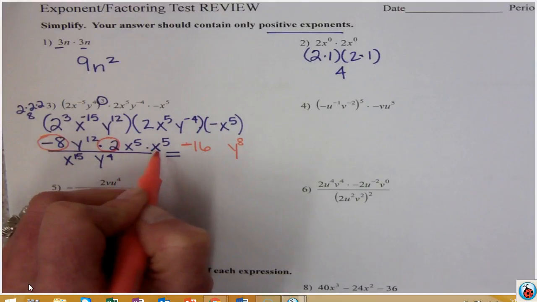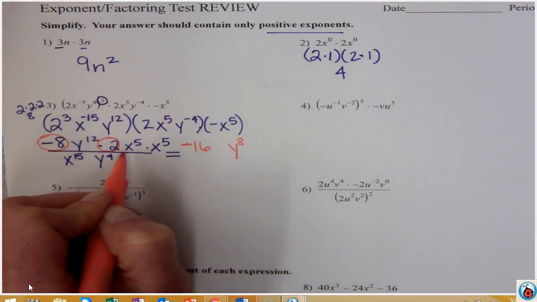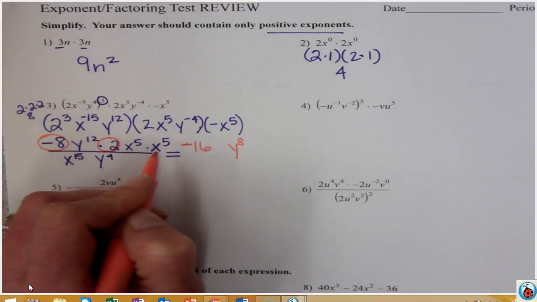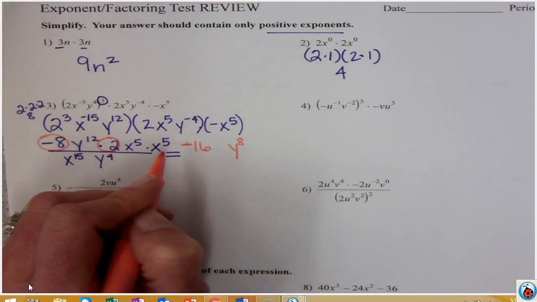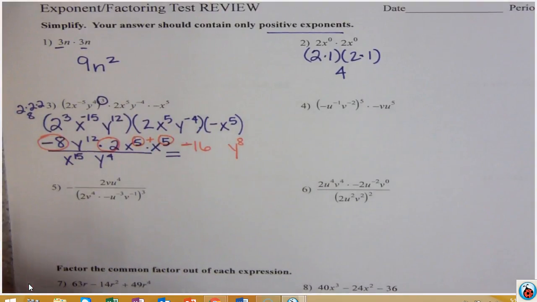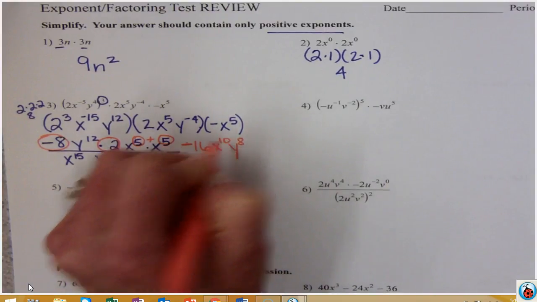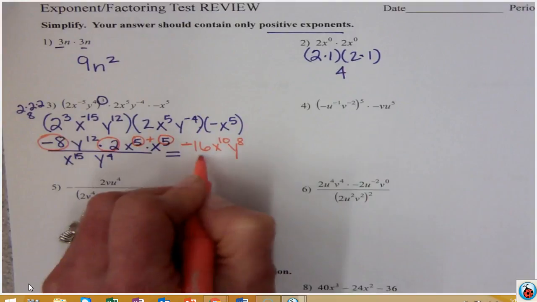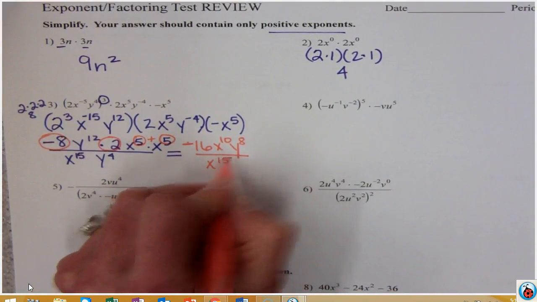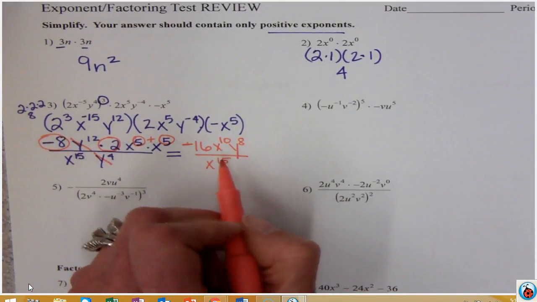x to the 5th times x to the 5th. I'm going to add those exponents. When I multiply x to the 5th times x to the 5th, I'm basically adding those exponents. So I get x to the 10th. And I just like to put them in alphabetical order. Divided by, at the bottom, x to the 15th, because I already took care of the y's. Sorry, that's kind of jumbled.